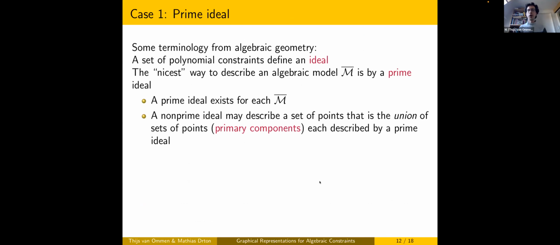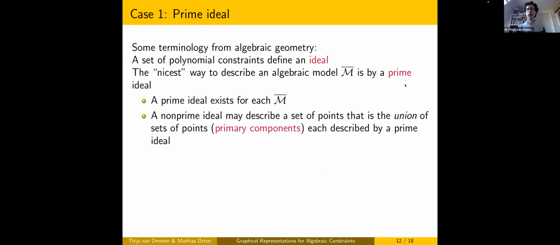Okay, so here I want to add some more terminology from algebraic geometry, namely ideals, and specifically also prime ideals. What the algorithm does is generate a set of graphical constraints. Each of those represents a polynomial, and these polynomials are supposed to describe the model. This is the situation studied in algebraic geometry, and there these sets of polynomial constraints would be called an ideal. And the nicest kind of ideal that we could hope to get here would be a prime ideal.